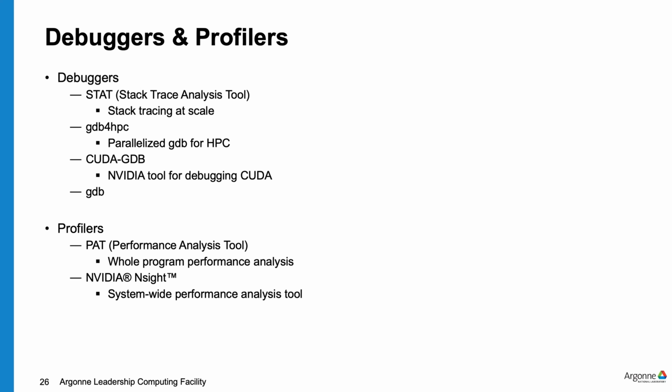So there are several debuggers and profilers which are available on the system even today. For debuggers, you have access to the stack trace analysis tool, STAT, which allows you to do stack tracing at scale. You have GDB for HPC, which is a parallelized GDB that's specialized for HPC, and CUDA-GDB, which is useful for debugging your CUDA code.